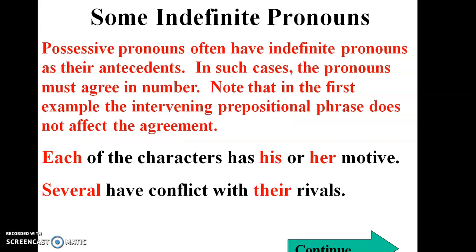Possessive pronouns often have indefinite pronouns as their antecedents. In such cases, the pronouns must agree in number. Note that in the first example, the intervening prepositional phrase doesn't affect the agreement. For example, each of the characters has his or her motive. Several have conflict with their rivals.